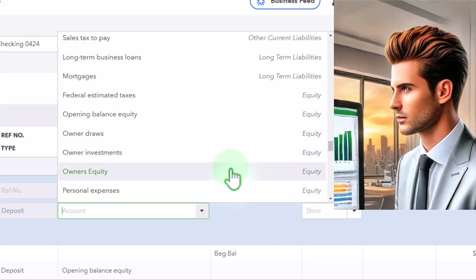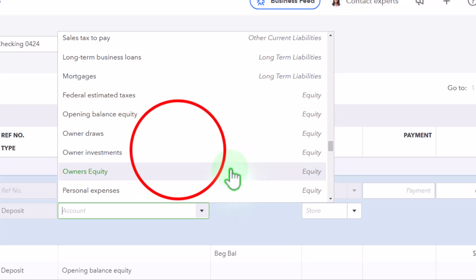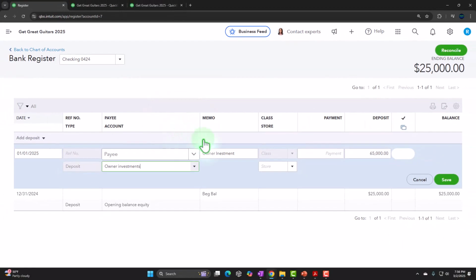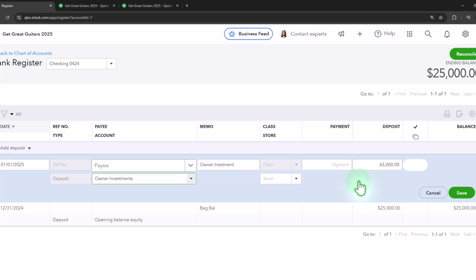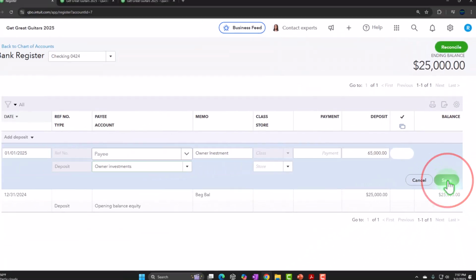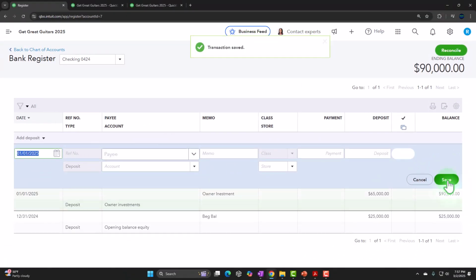And then the owner's equity would be called retained earnings. All right, so we're going to say owner investment, $65,000. So what will this do? It will increase the checking account by $65,000, the other side going into the equity account of owner investments. Let's save it and close it and then check it out.